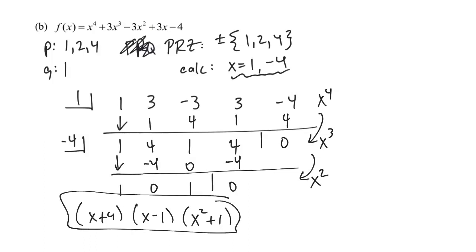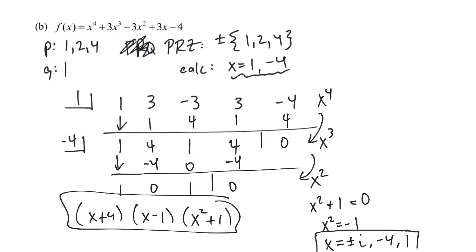Now, the last thing is to find the 2 remaining zeros, and so that is taking my irreducible quadratic and setting it equal to 0. And here, square root method is going to be the ticket to success. And so take the square root of both sides, I get plus or minus i, and that is in addition to negative 4 and positive 1, which we got out of the calculator, for a total of 4 zeros, which by the fundamental theorem of algebra is exactly the number we were supposed to have.